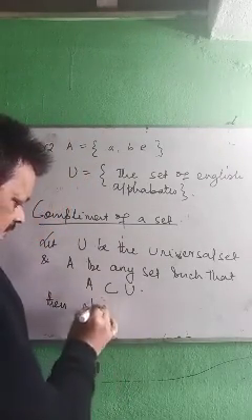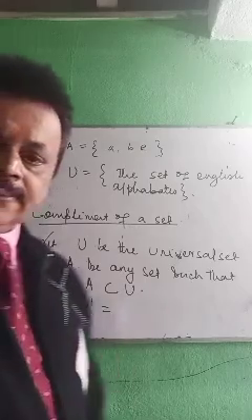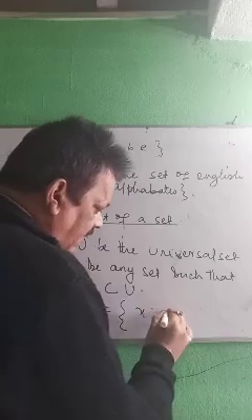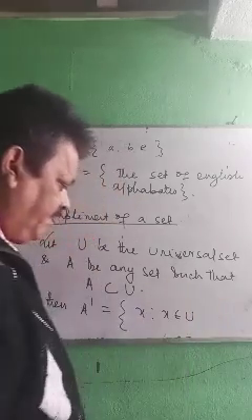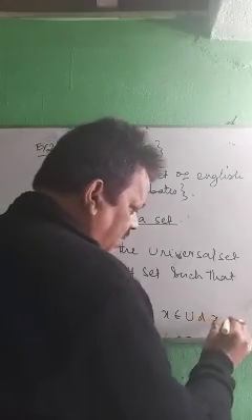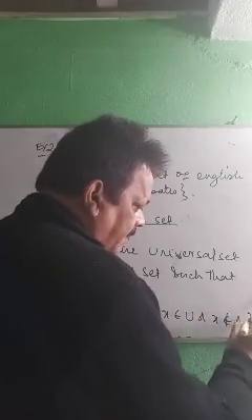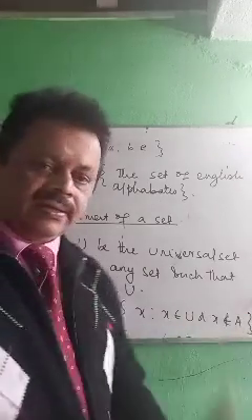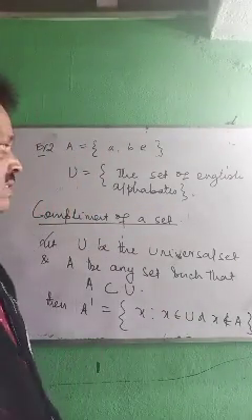Then A complement (complement is denoted by a dash) is the set of all x such that x belongs to U and x doesn't belong to A. That is, present in U but not in A. Okay? Try to understand this.